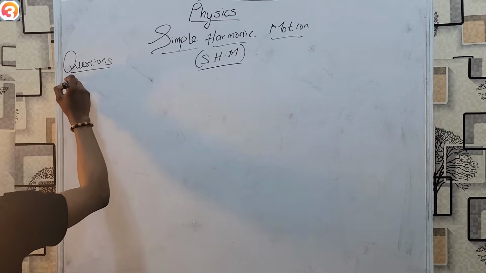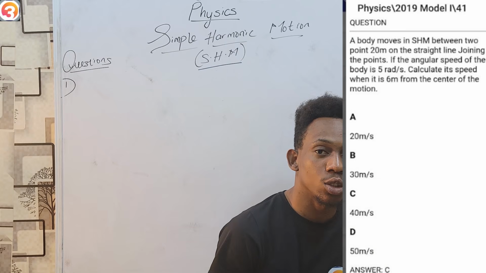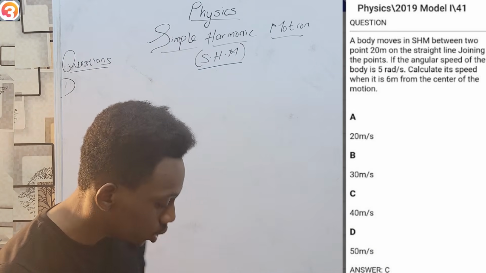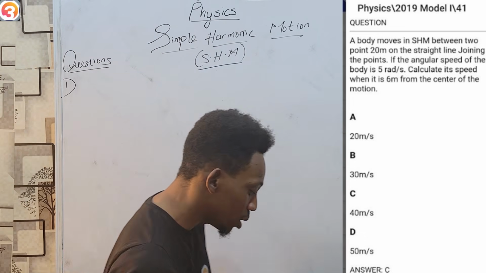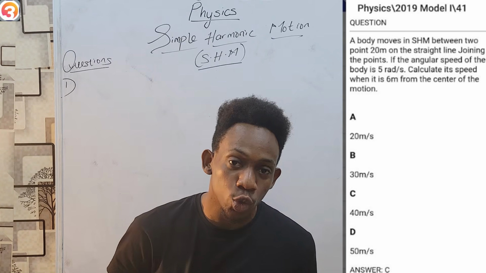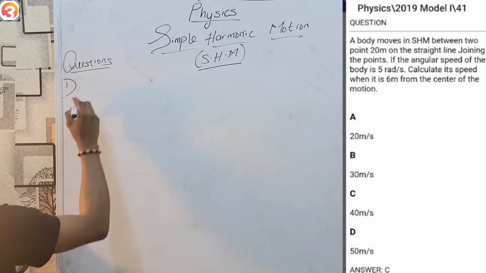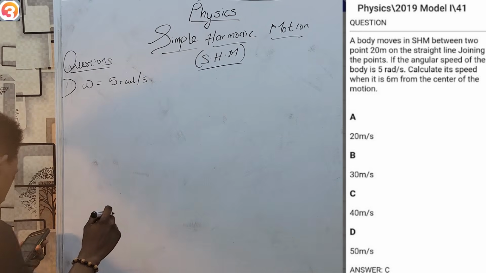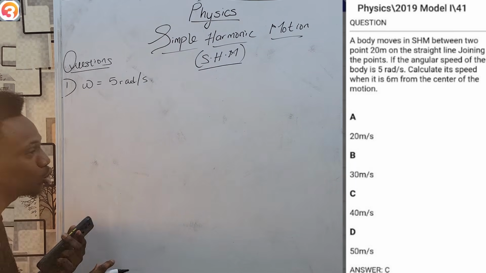And our very first question comes from the year 2019, Model 1, question 41 on our O3 Schools JAMB app. A body moves in simple harmonic motion between 2 points 20 meters on the straight line joining the points. If the angular speed of the body is 5 radians per second, we have to calculate its speed when it is 6 meters from the center of motion.